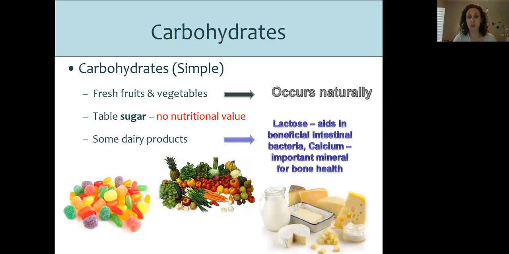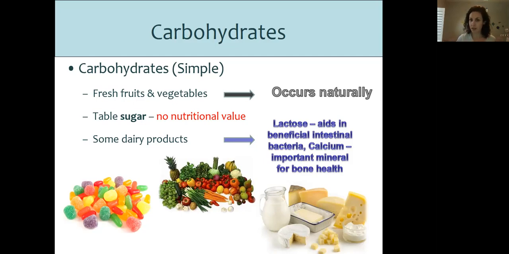Some dairy products also have simple sugar in them. Lactose is the simple carbohydrate that is in dairy products. And it has some benefits, like aiding our intestinal bacteria. Dairy products also have calcium, which is an important mineral for bone health. So we're not saying you can't eat these things.